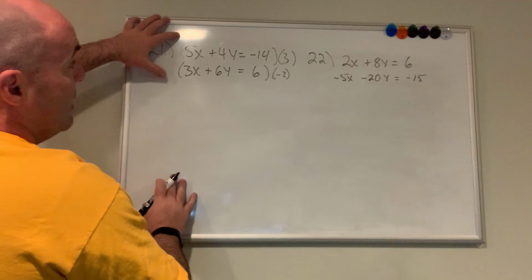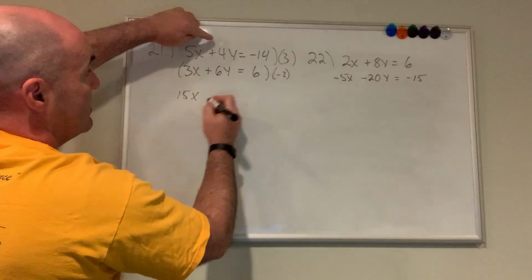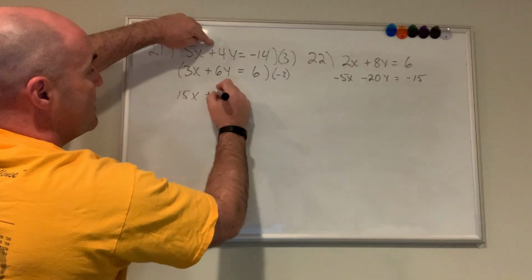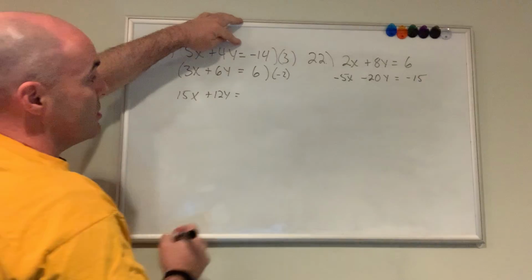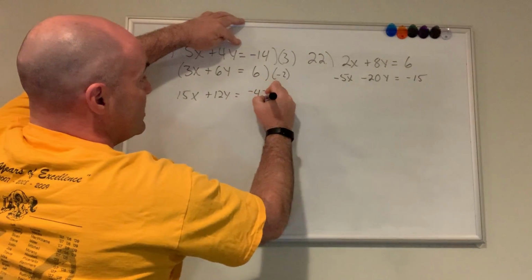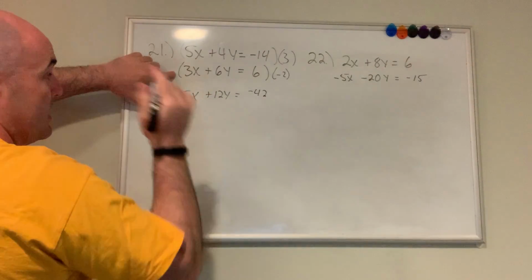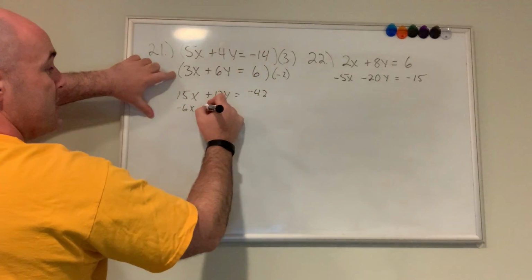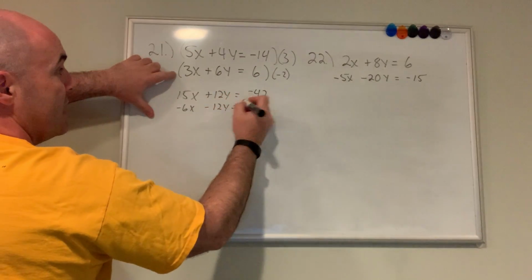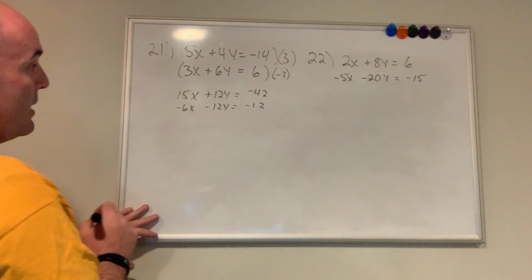Now, 3 times 5x gives me 15x. 3 times 4y gives me 12y. And 3 times negative 14 is negative 42. Over here, negative 2 times 3x is negative 6x. Negative times a positive, that's a negative 12y. And this is going to give me negative 12.